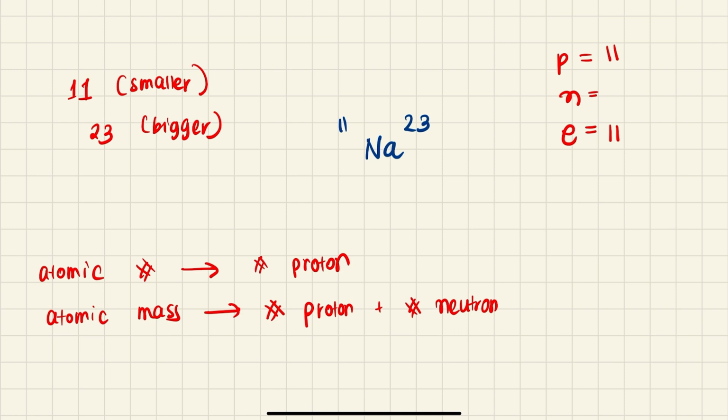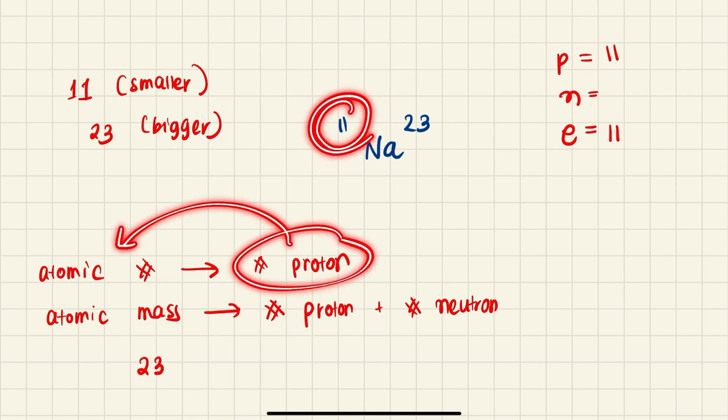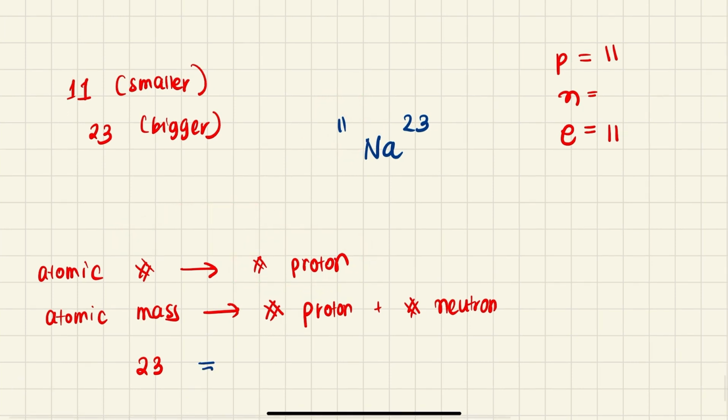So we know 23 is the atomic mass, and we know the number of protons, which is the atomic number, is 11. So we can find the number of neutrons: neutrons is 23 minus 11 equals 12. That's how we find our number of neutrons.